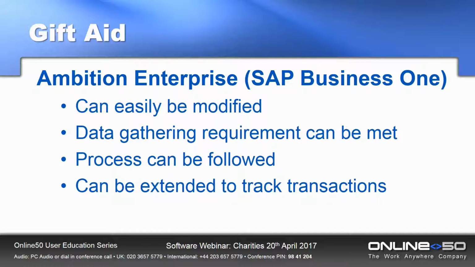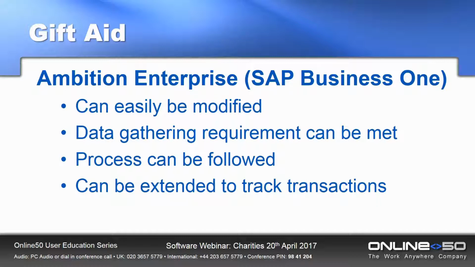So one of the requirements may be to identify all transactions which are suitable for gift aid but have not yet been claimed. That's relatively easy to do. We would effectively do that by setting up gift aid as an additional tax environment.